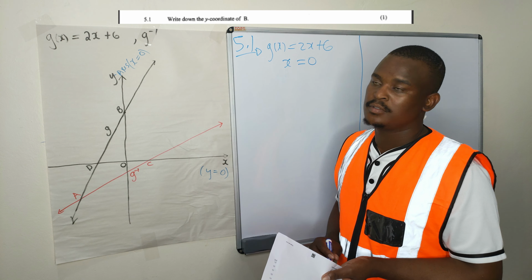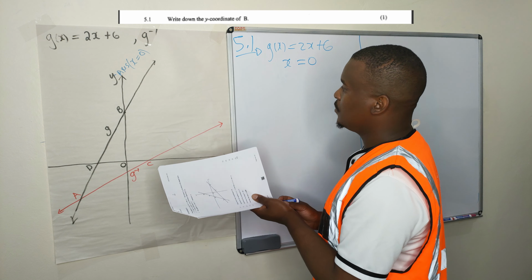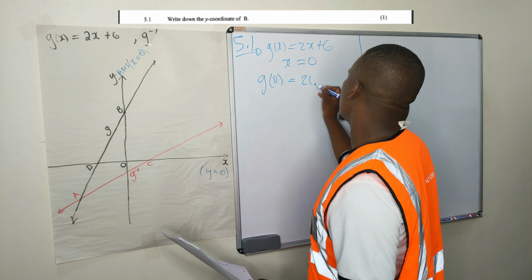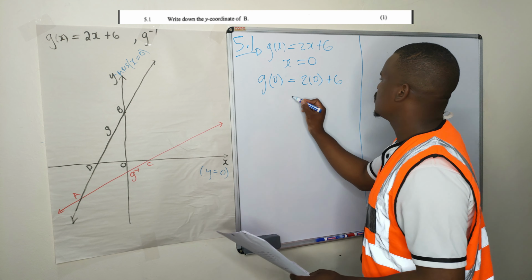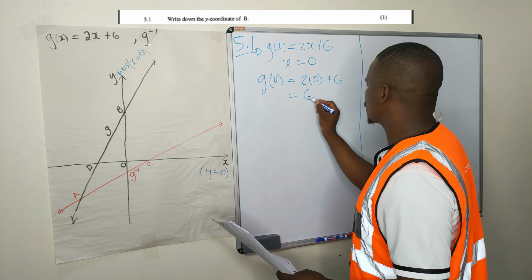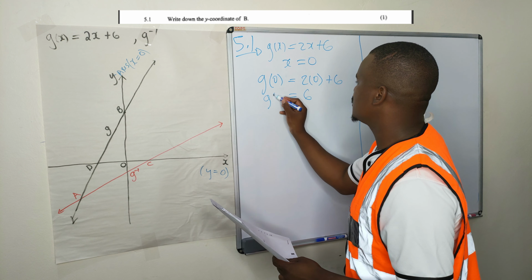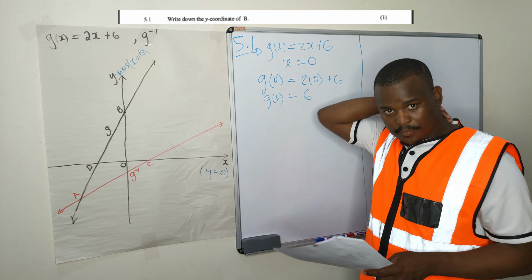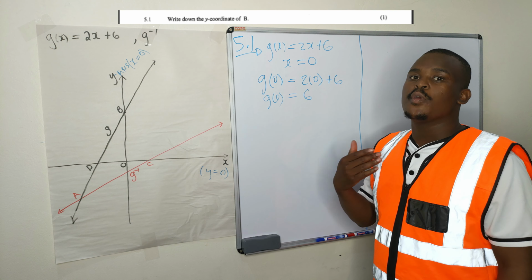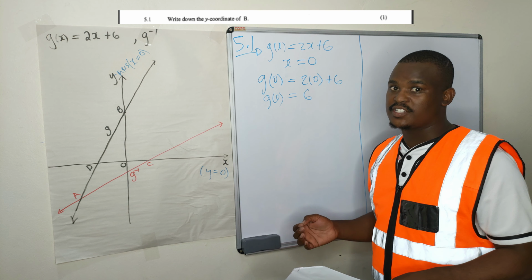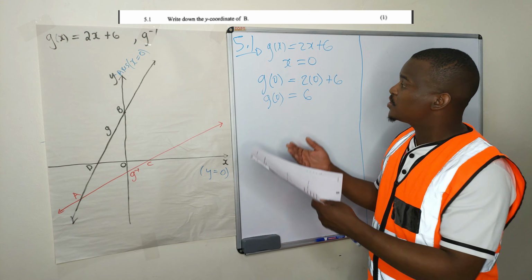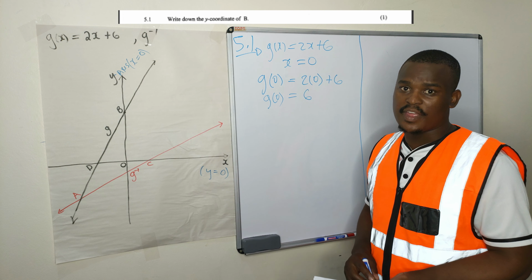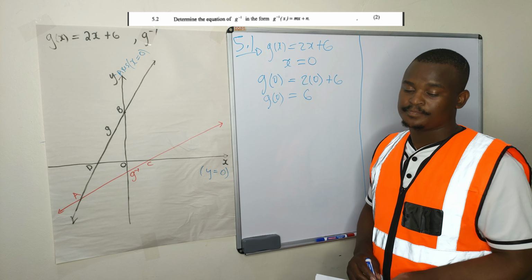which is the y-coordinate of B. So to do that, you say, okay, g at 0 is equal to 2 times 0 plus 6. So the y-coordinate is equal to 6. So g at 0 is equal to 6. So the y-coordinate of B is equal to 6. So every time you are asked to find the y-coordinate and you know the x-coordinate, you simply substitute the x-coordinate into your equation. Then you find the corresponding y-coordinate.